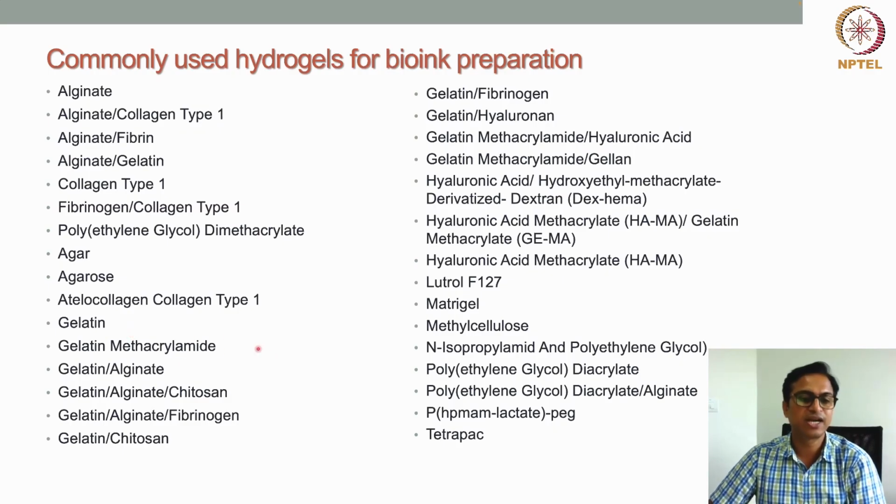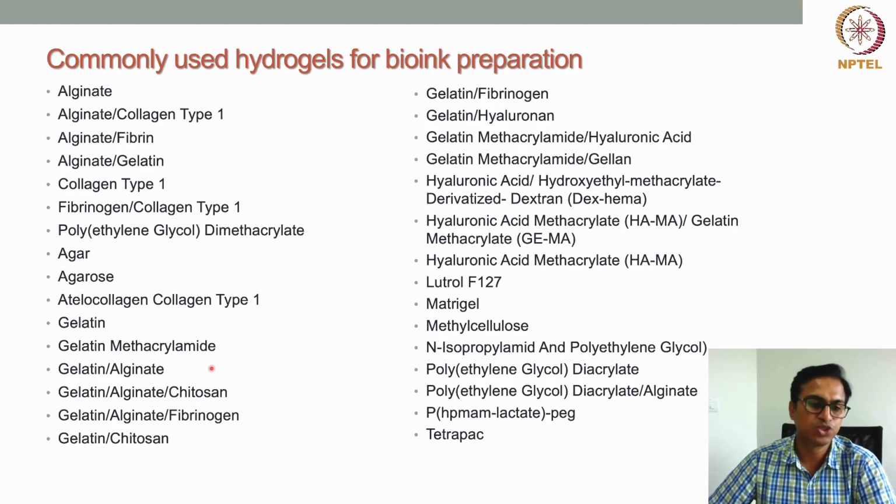Similarly, gelatin methacrylamide, GelMA, is another material, where the methacrylamide group is attached to the gelatin, and it has become a photosensitive material, so it can be used for photo cross-linking. It can be photo cross-linked, and it can be used for different photo-based, light-based 3D bioprinting techniques. Gelatin has been further combined with some other materials like alginate, chitosan, fibrinogen.